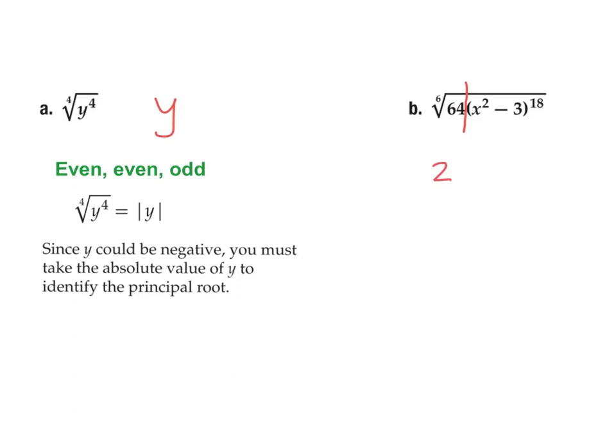Now on this other part, I do get x squared minus 3. Again, think of it as one thing to the third power. But because it's even, even, odd, I have to put absolute value just around the part that's to the odd power. I don't need to put it around the 2. 2's already positive. We're good. It just needs to be around the part that is to the odd power, to ensure that that thing is positive.